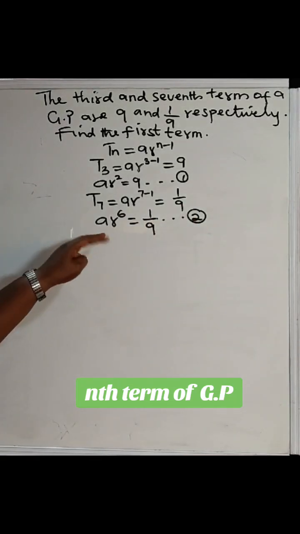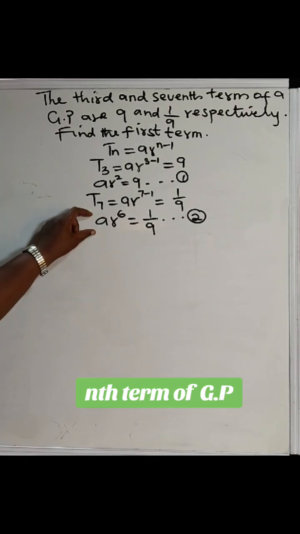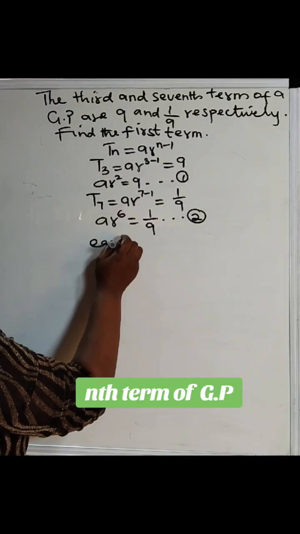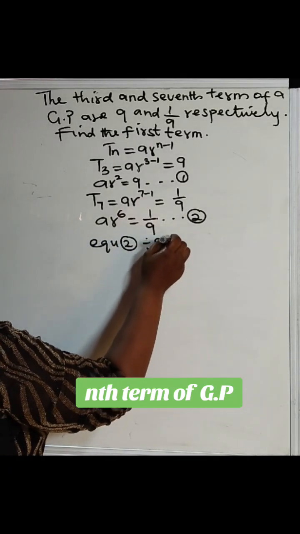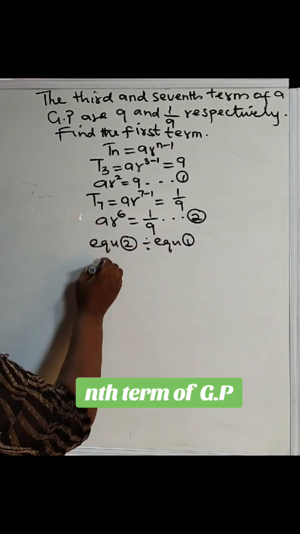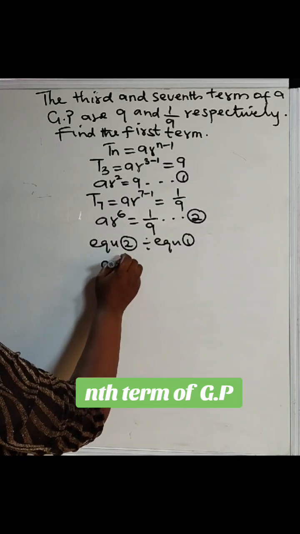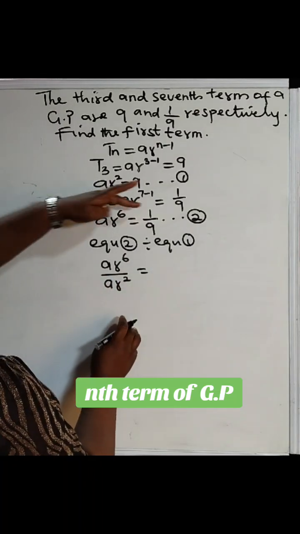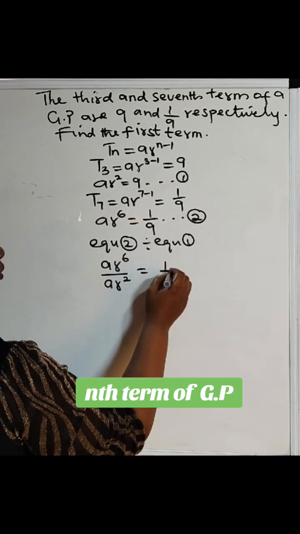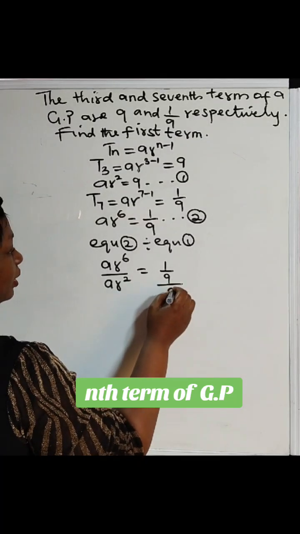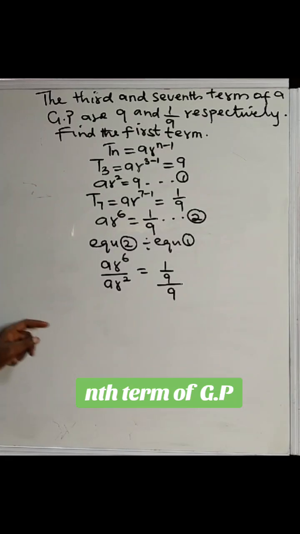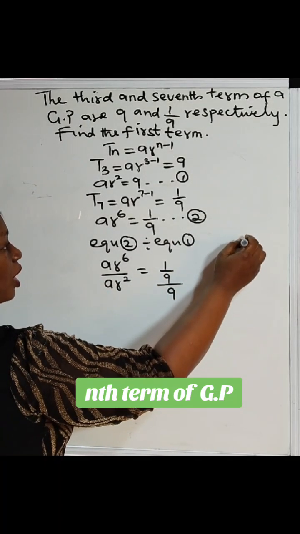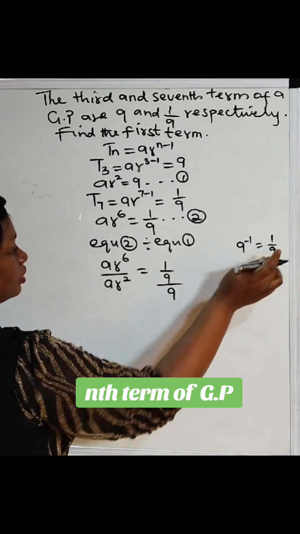Now for us to find the value of r, we need to eliminate a. So we say equation 2 divided by equation 1. It will be like this: ar^6 over ar^2 is equal to 1 over 9 divided by 9. Now, 9 raised to power minus 1 is the same thing as 1 over 9.